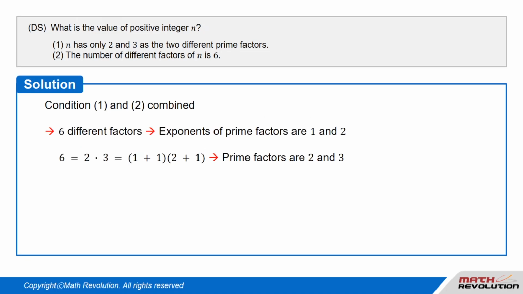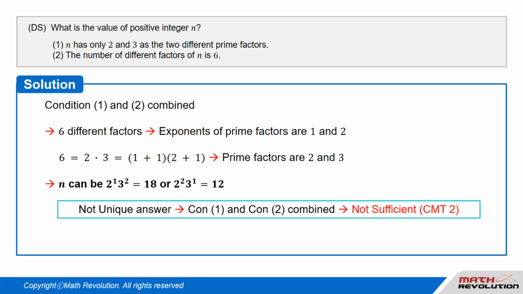Combining conditions 1 and 2, we know that 6 different factors mean that the exponents of the prime factors are 1 and 2. That is, 6 equals 2 times 3, or (1 plus 1) times (2 plus 1), and the prime factors are 2 and 3. So n can be 2 to the power of 1 times 3 to the power of 2 equals 18, or 2 to the power of 2 times 3 to the power of 1 equals 12.